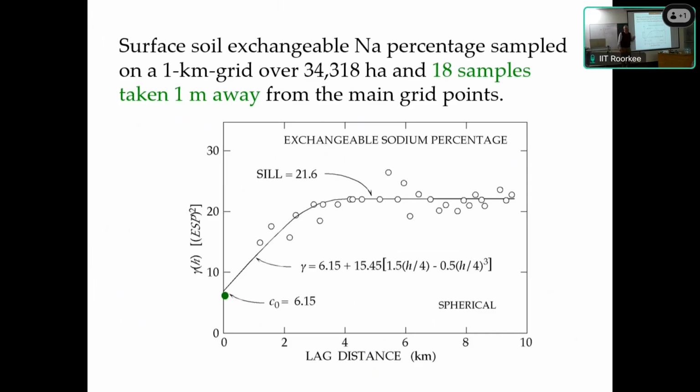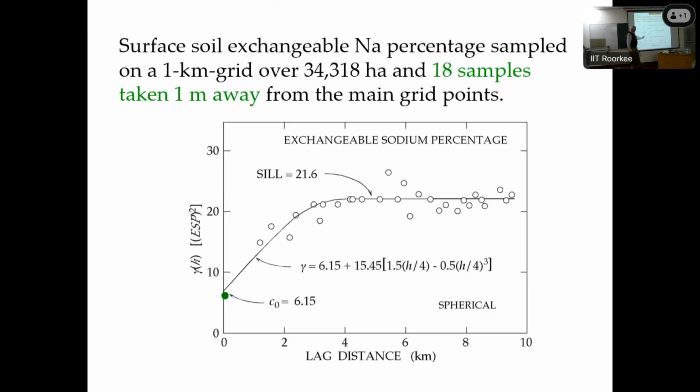And the scientist thought 1 kilometer is a long, long distance. And he was used to field research, so he wanted to make sure that he was not missing the point. 1 kilometer sampling distance can easily result in a pure nugget effect. And you don't know what then happens if you are on a national survey and you need to come up with an answer. So he was wise to collect 18 samples just 1 meter away from the main sampling point.